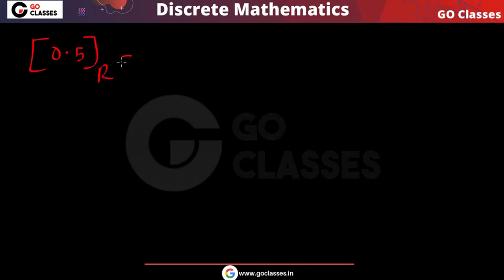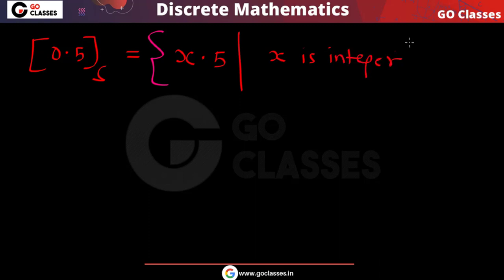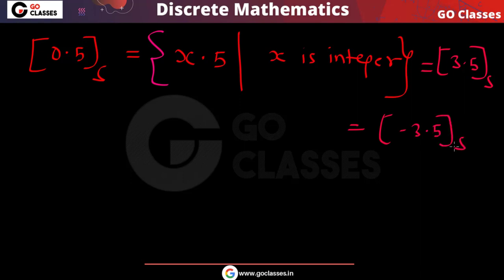Similarly, if I ask you what is the equivalence class of 0.5, because our base set is the set of real numbers and our relation is S? The equivalence class of 0.5 will be numbers of the type x.5, where x should be an integer. So these elements are in the equivalence class of 0.5. This is also the equivalence class of 3.5, and also of minus 3.5.